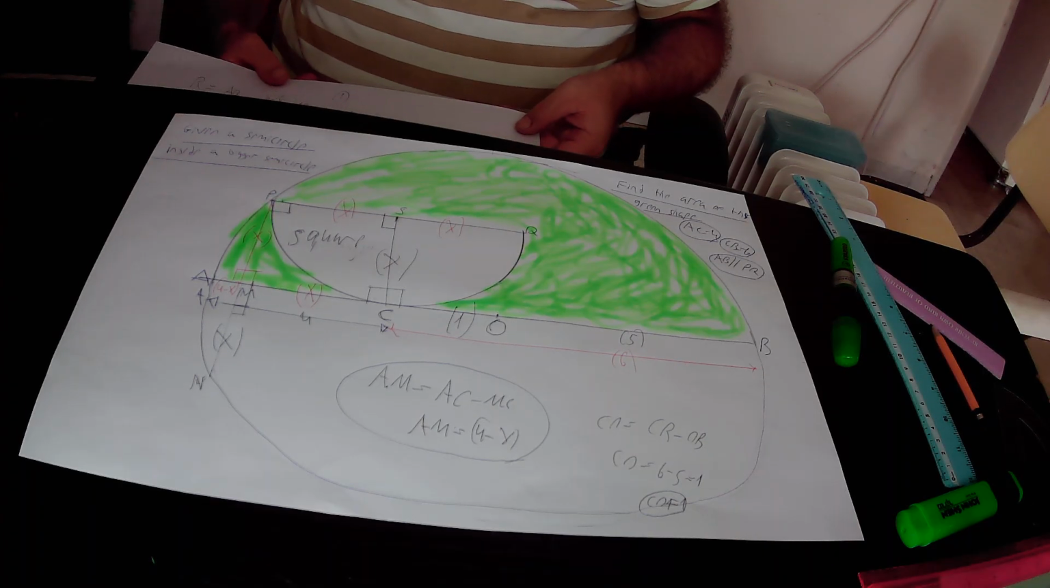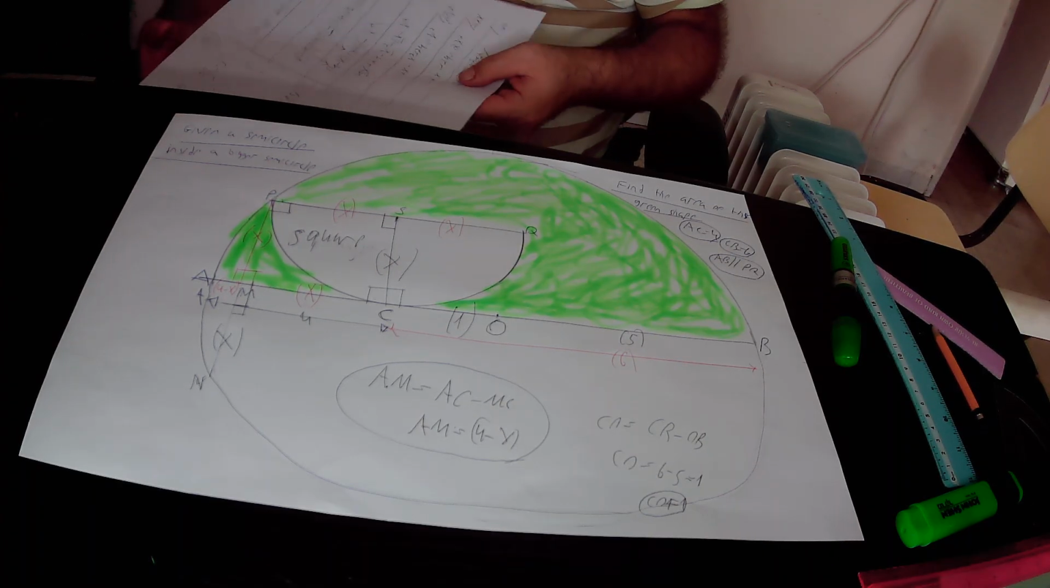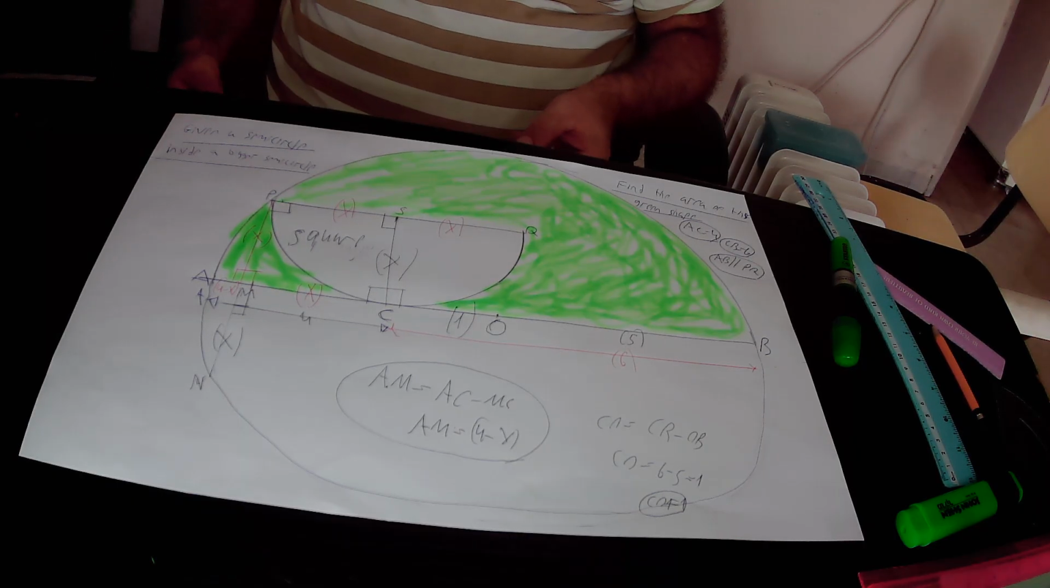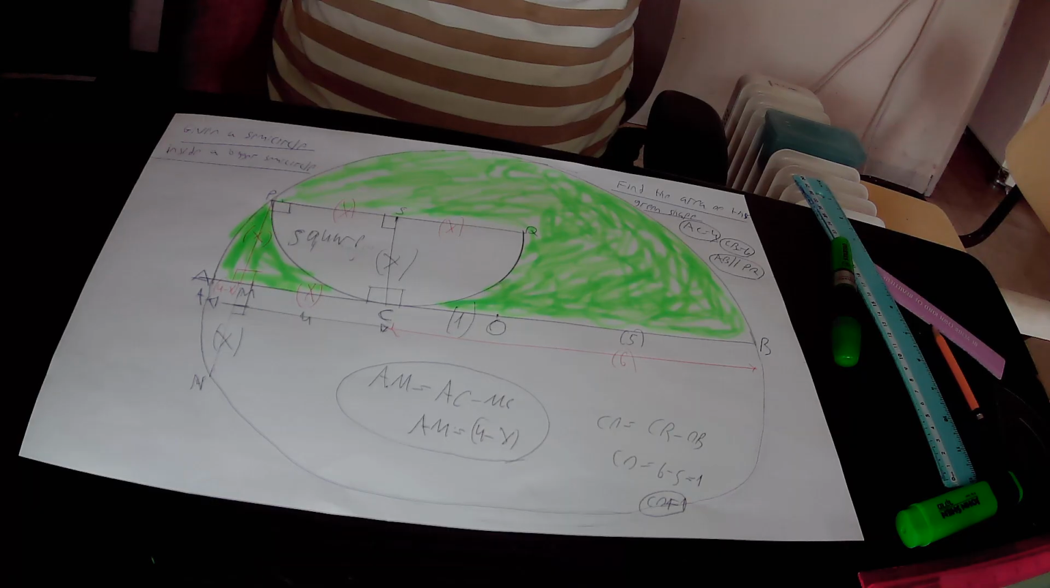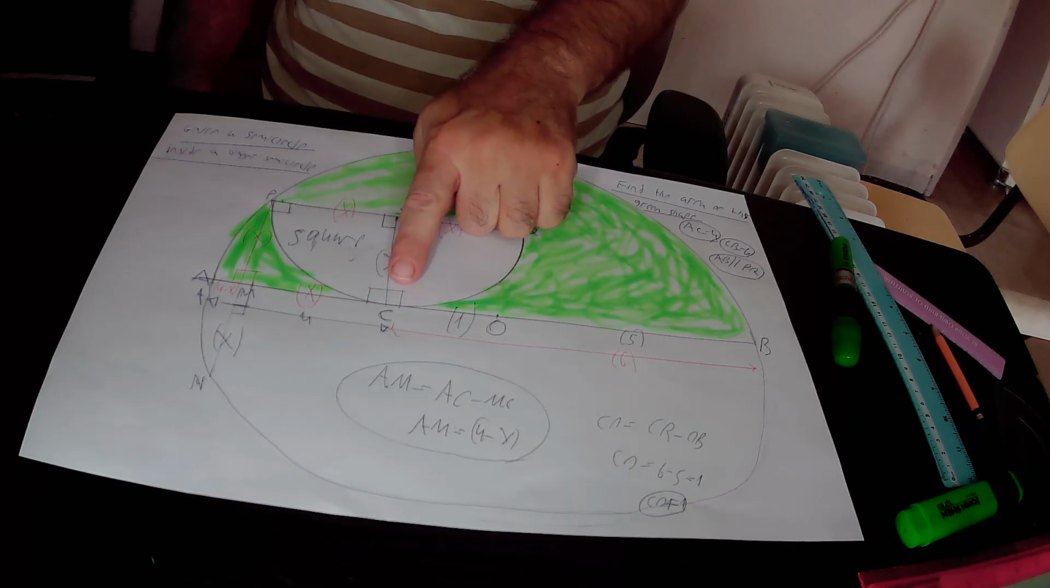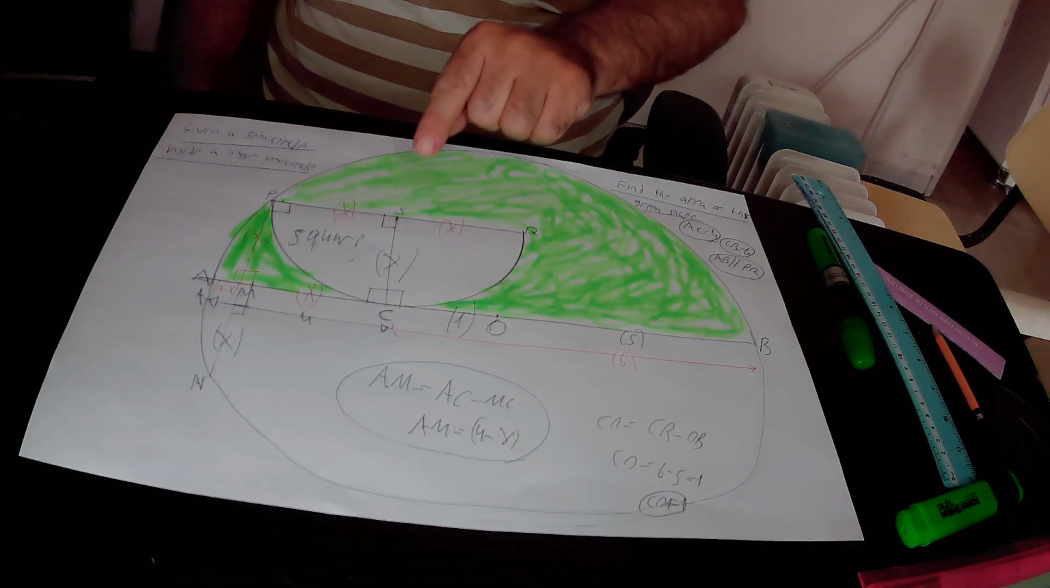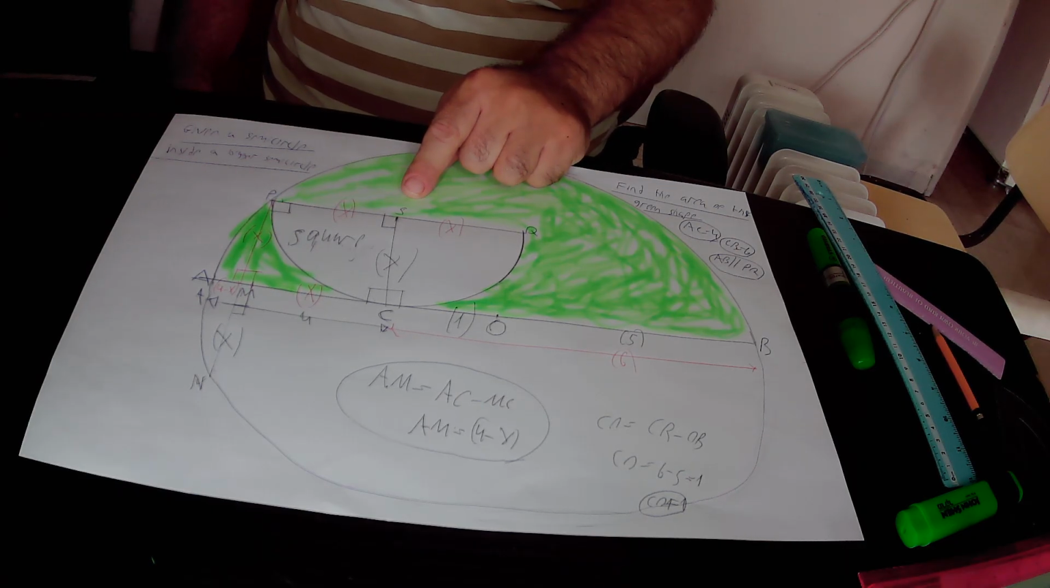In the next step, we join points S and C together by a straight line. Point C is the point of tendency of tangent AB with this small semicircle. Point S is the center of the small semicircle.